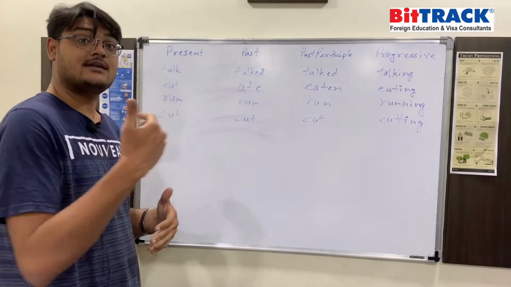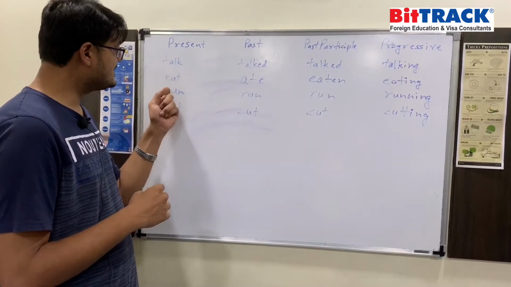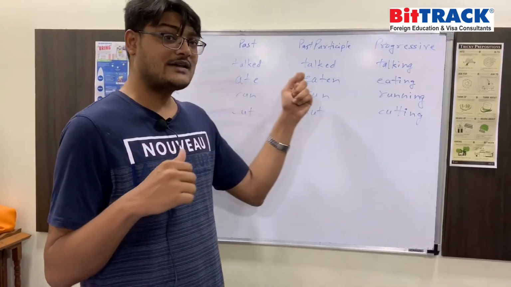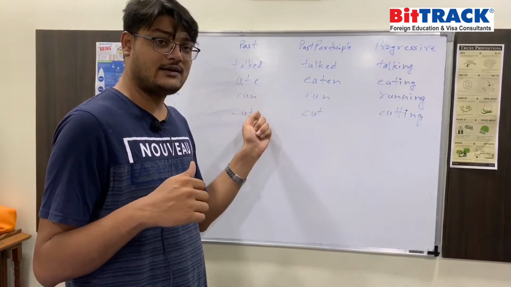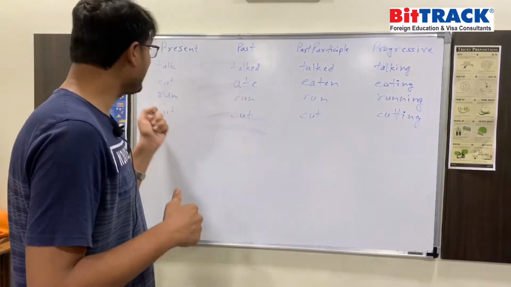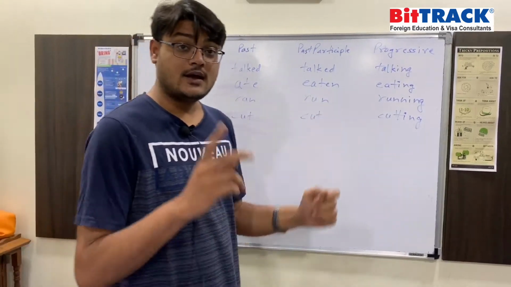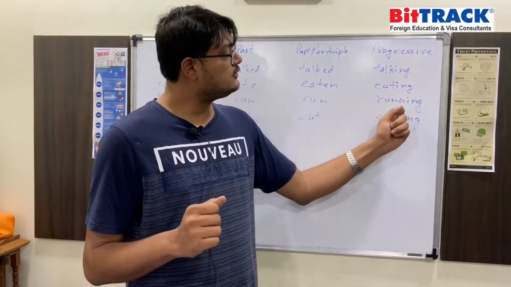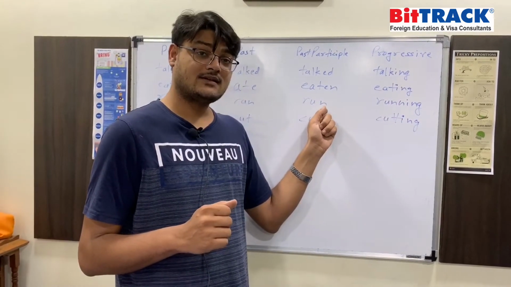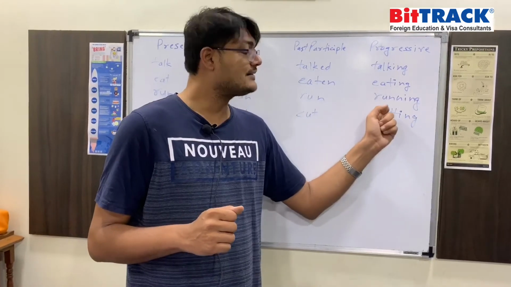Run is yet another type of verb form where the present is run, the past is ran, but the past participle, instead of being ran, it's actually run. The past participle form goes back to the present form. Run, ran, run. Another interesting thing is, when you make it into a progressive form, the last letter of the word is used twice. Running has double N.